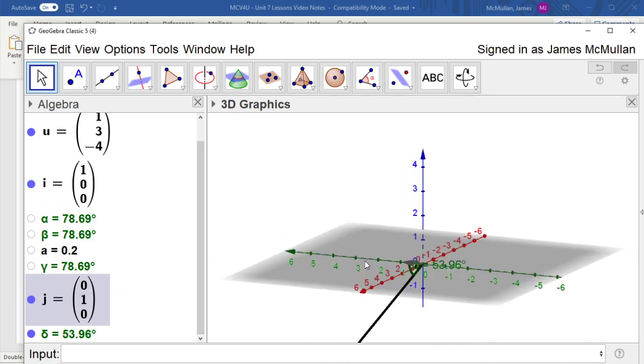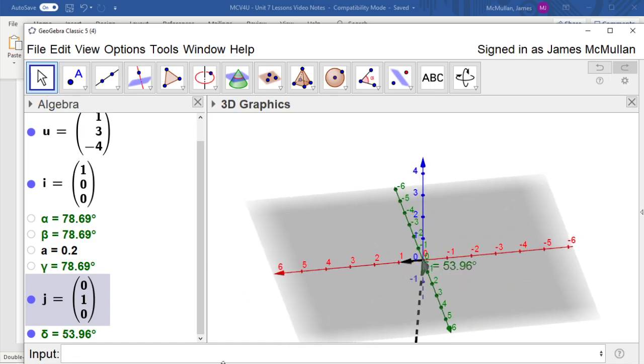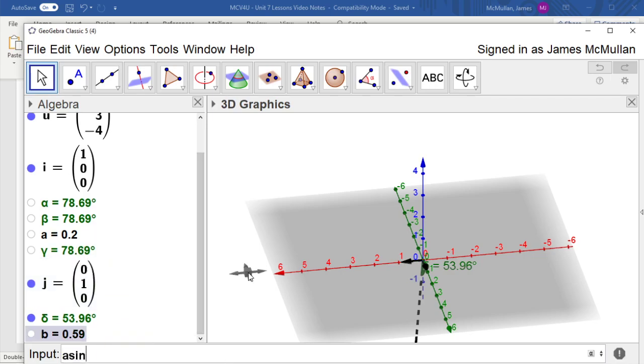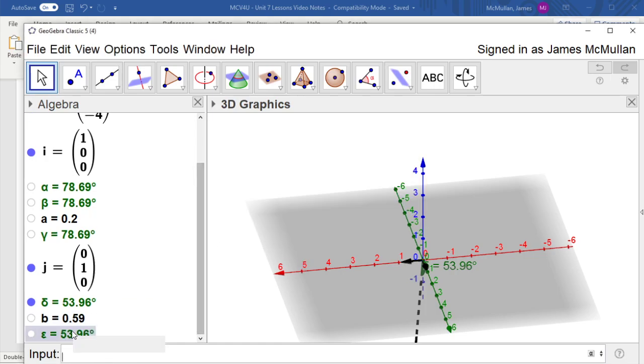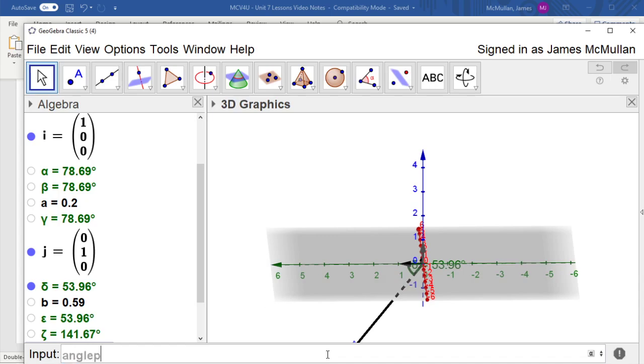I'm going to hide the x one just so this is not hopelessly cluttered. The angle it makes with the y-axis is 53.96 degrees. How did I get that? 3 divided by square root 26, and then inverse cos of that. And you get 53.96. The last one we know is going to be inverse cos of negative 4 over square root 26, which gives me an angle of 141.67. If I draw a vector, let's call it vector k, 0, 0, 1, so it's parallel to the z-axis, pointing up, and I check the angle between k and u, it gives me this 141.67 degrees.